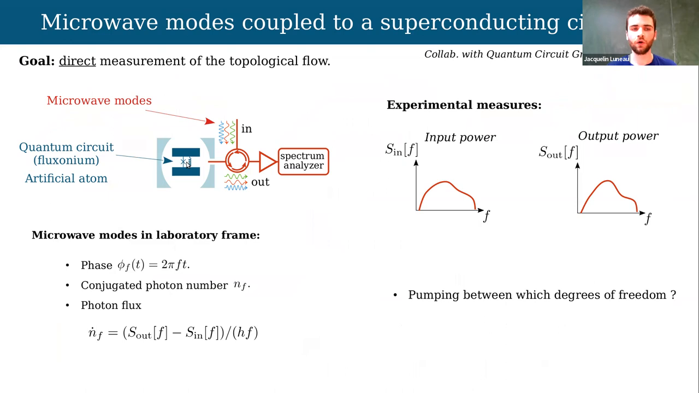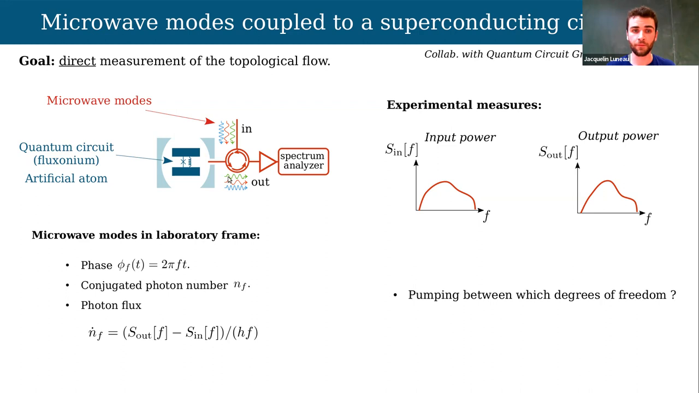It is a superconducting quantum circuit made of Josephson junction and other superconducting elements, such that at very low temperature, we can consider only a few lowest energy level of such a circuit, such that it acts as an artificial atom. And we can couple this quantum circuit to microwave modes. And so the environment is this microwave mode.